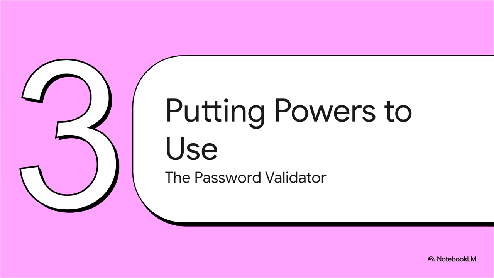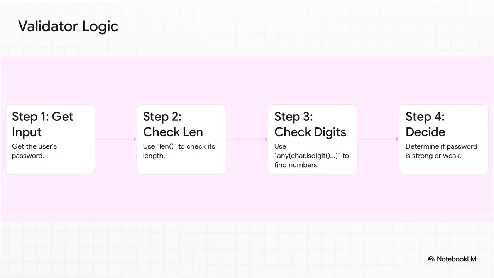Okay, training montage complete. Now it's time for your first quest. We're going to take these new powers we just learned and combine them to build something super practical, a password validator. So here's the game plan. It's a few simple steps. First, we get the user's password. Next, we use our len power to check its length. Is it long enough? Then, we'll use another string power, isdigit, to check if it has any numbers in it. And finally, based on those two checks, we make a call. Is it strong or is it weak?